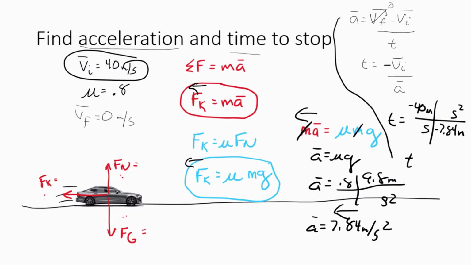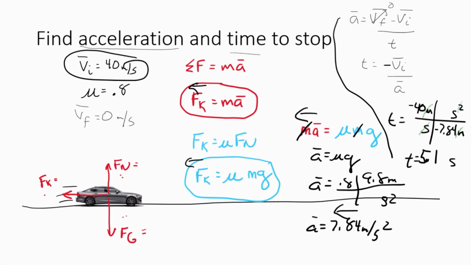And that's important because what happens when I have negative 40 divided by negative 7.84? Well, the negatives cancel out. I'm left with a positive time, right? What happens with the units? Well, meters cancel out. This cancels out one of the seconds up top, so I am left with a positive number, and the units are seconds. Both things are good indications that I'm right. How long will it take to stop? 5.1 seconds. It's actually a long time for something to stop, right?